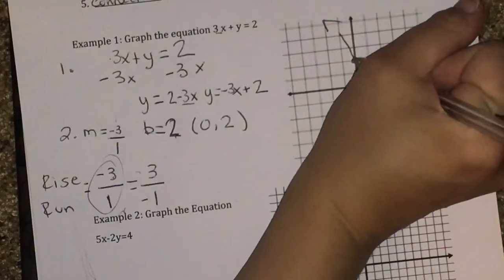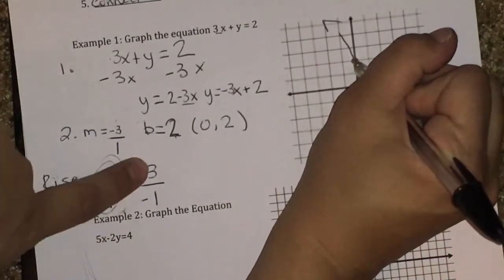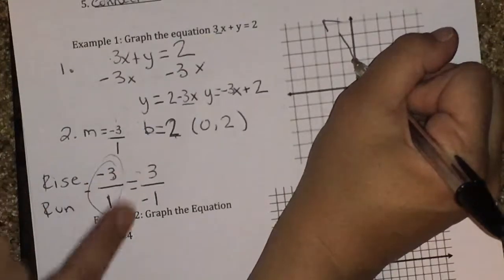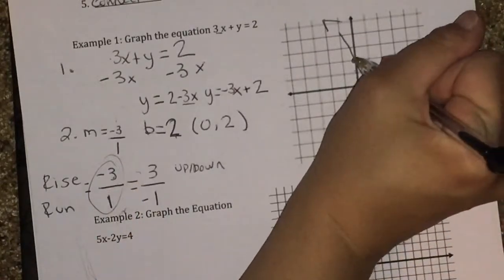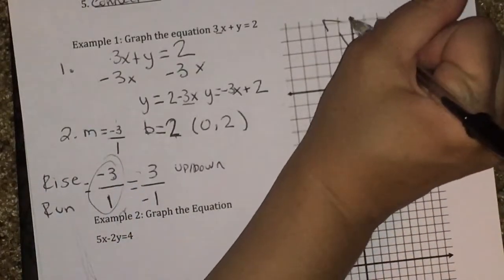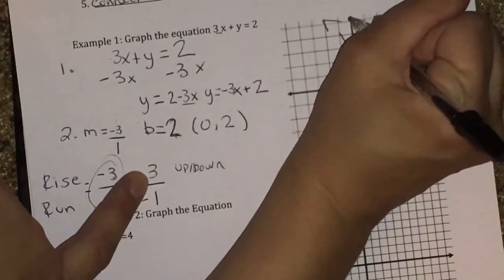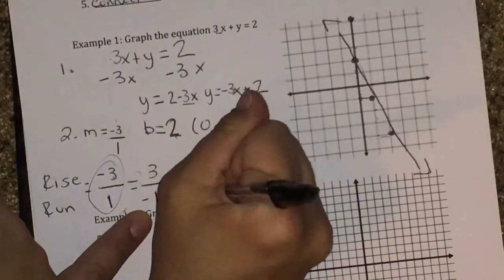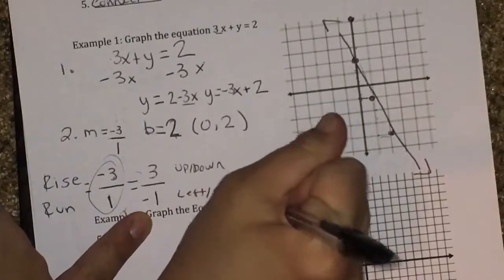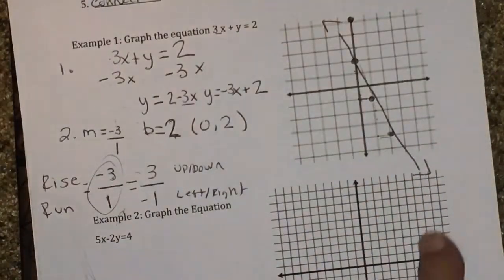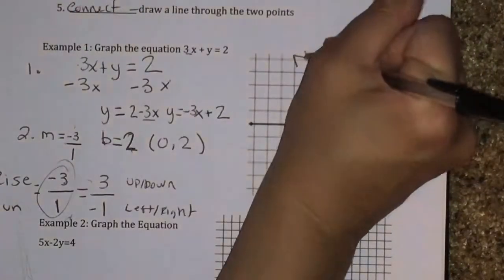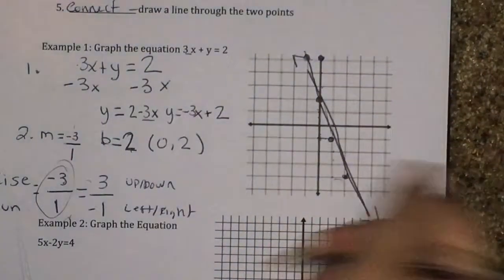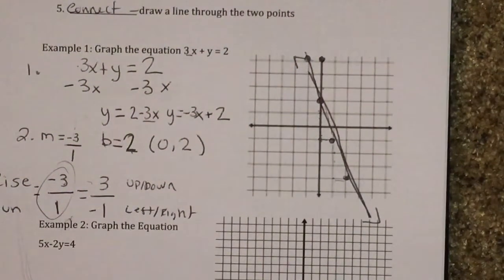Let's say I'm at this point, and I want to follow this slope. It says my rise, remember that's my up or down, is 3. So I'd go up 1, 2, 3, right? Because it's a positive in this case. And then my run, which is my left or right, is -1. So in this case, I would go back 1, which still ends up on that same line. So the slope works in both directions.